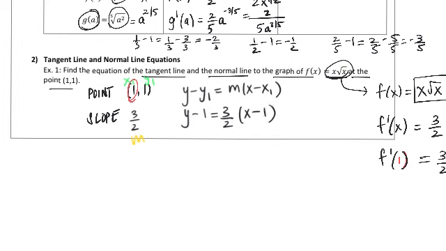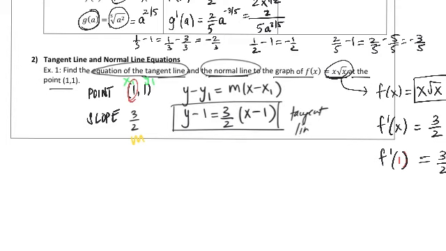Reminder of two things. One is always read the question carefully. This said equation of the tangent line and the normal line, right? So this is the tangent line right here. And the normal line is the line that's perpendicular, right angles to this line. So the normal line slope, m normal, will be the negative reciprocal of m tangent. The reciprocal means you flip it to 2/3 and then the negative sign goes on there.